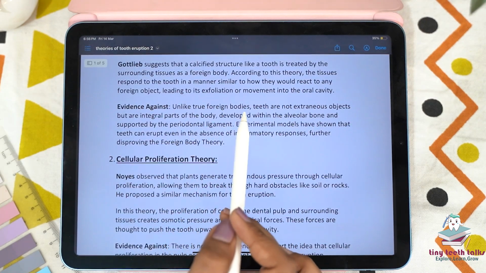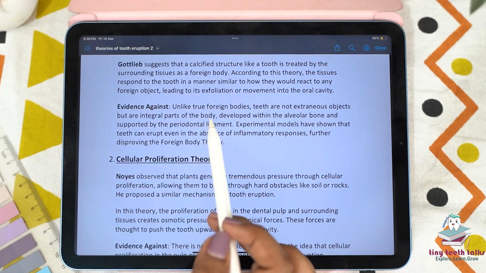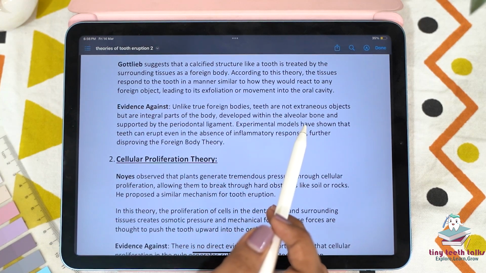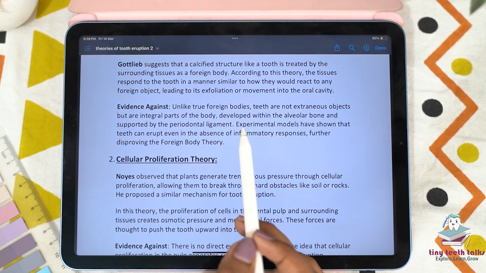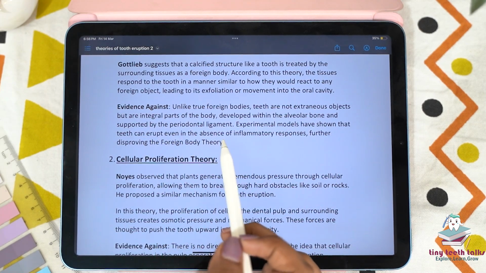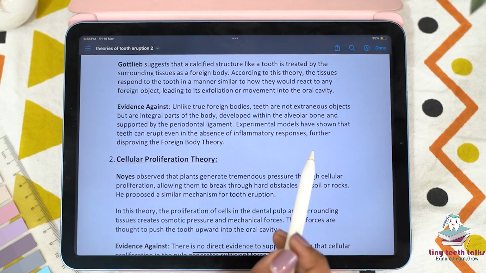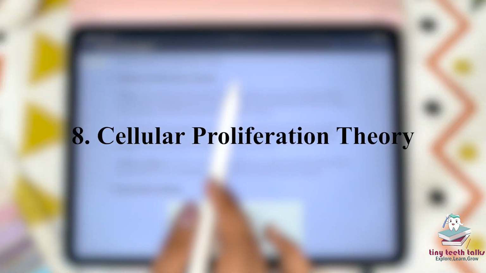But unlike true foreign bodies, teeth are not extraneous objects but are an integral part of the body, developed within the alveolar bone and supported by periodontal ligaments. Experimental models have shown that teeth can erupt even in the absence of inflammatory responses, further disproving the foreign body theory. The eighth is the cellular proliferation theory.